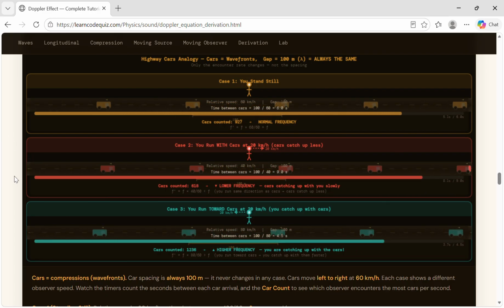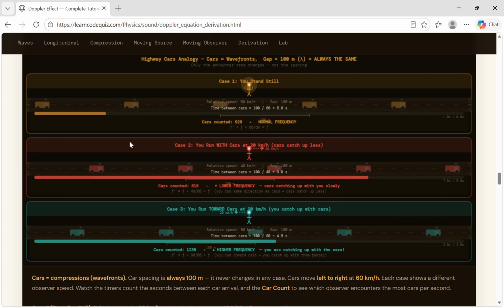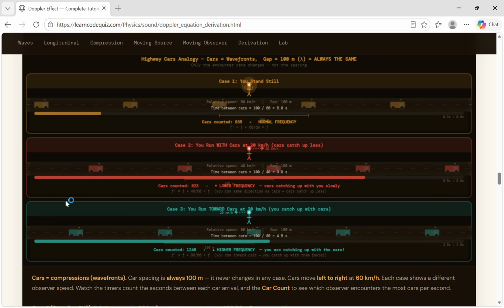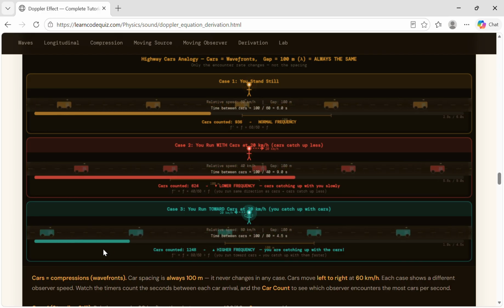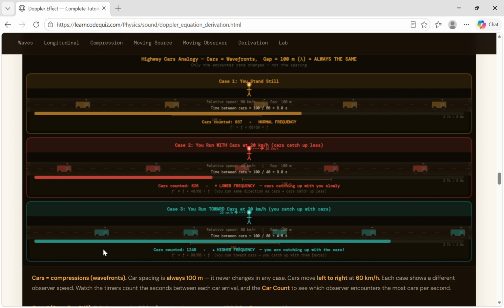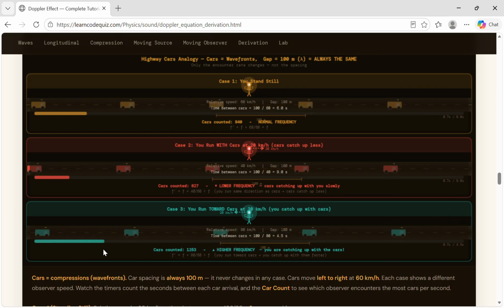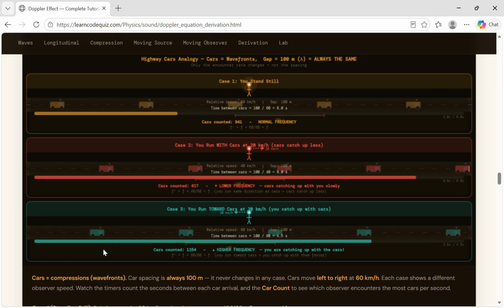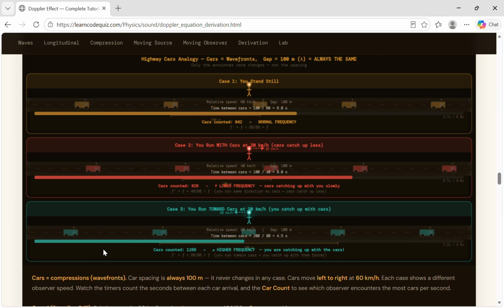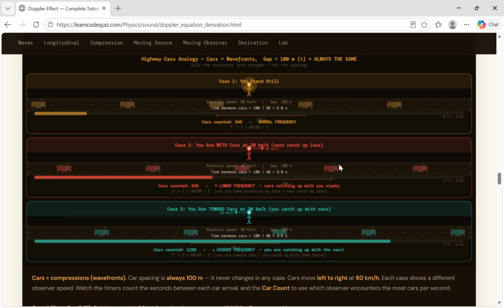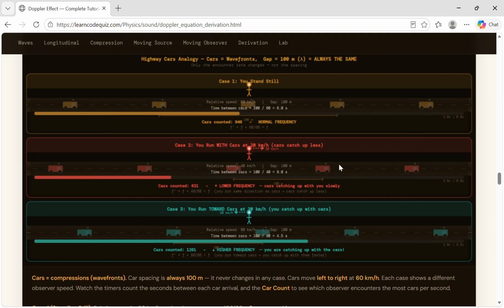In other words, the cars are going from left to right. The source has emitted the sound. It's going from left to right. And the observer is moving towards the source. That is going from right to left. This third problem, right to left. Then you are chasing the cars. So what will you see? The cars are approaching you faster. You encounter more cars per second. If you are moving away from the cars, then the cars are chasing you, so you will see fewer cars per second.